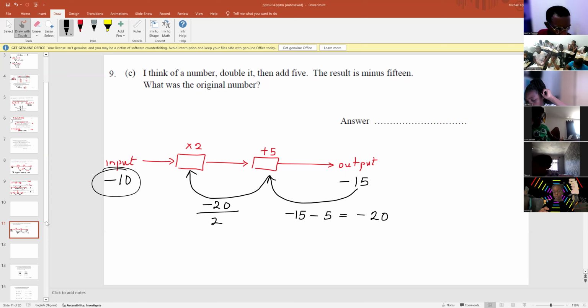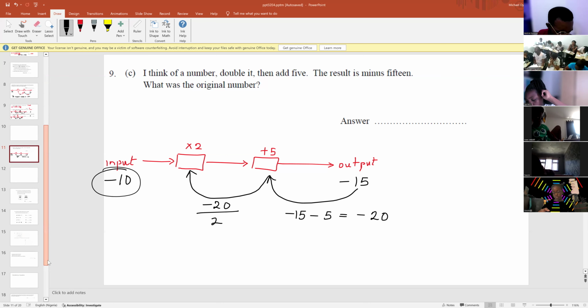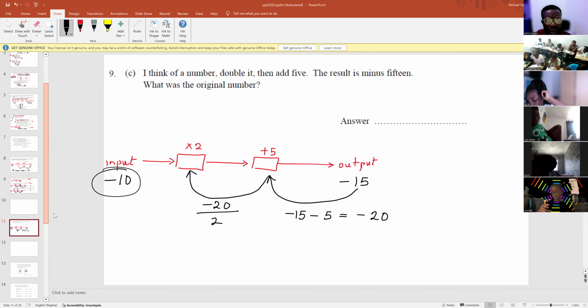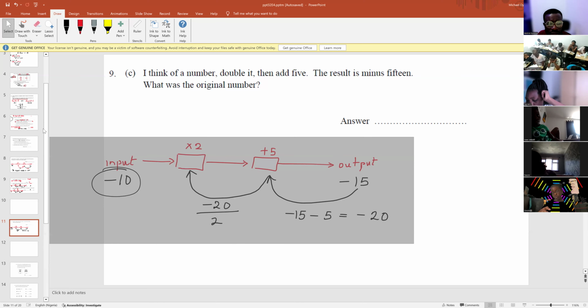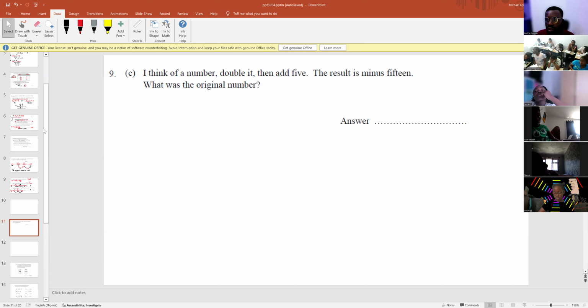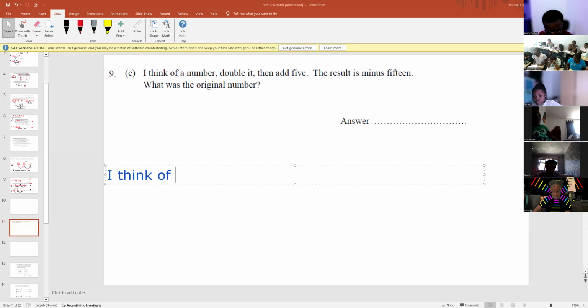We're still at minus 25. The output wouldn't be minus 15 instead of minus 25. What's minus 15 minus 5? Minus 20. And then you divide it by 2. You don't double it, you divide it, because 20 divided by 2 is 10. So it is minus 10. That's it.